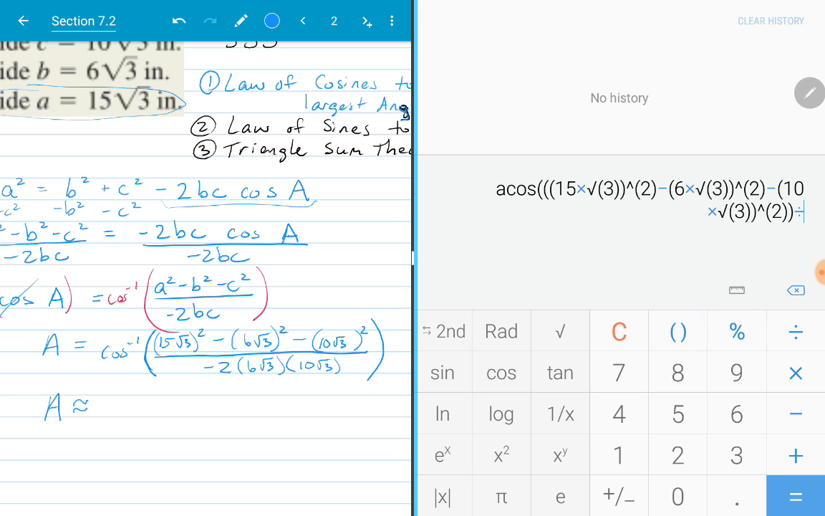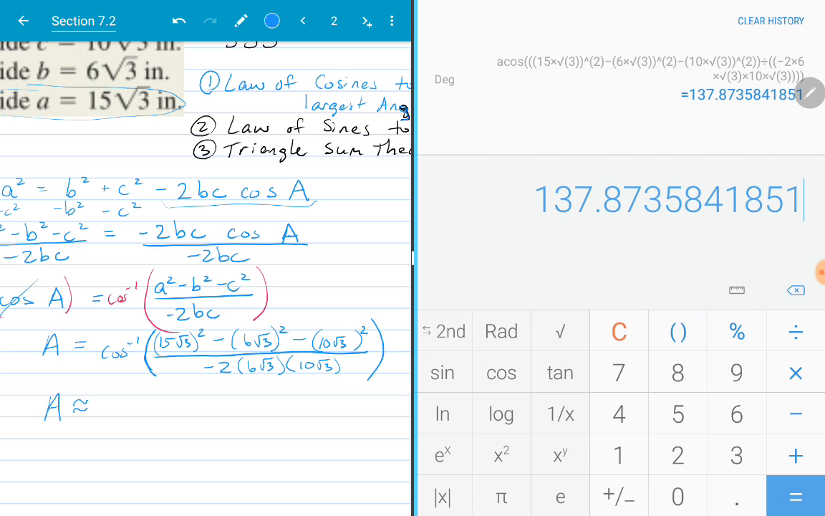All of that divided by another parenthesis for your denominator, which is going to be negative 2 times 6 radical 3 times 10 radical 3, and then close the parenthesis for the denominator, and then close the parenthesis for the arc cosine, and that gives me 137.9, we'll round it off to 137.9 degrees.